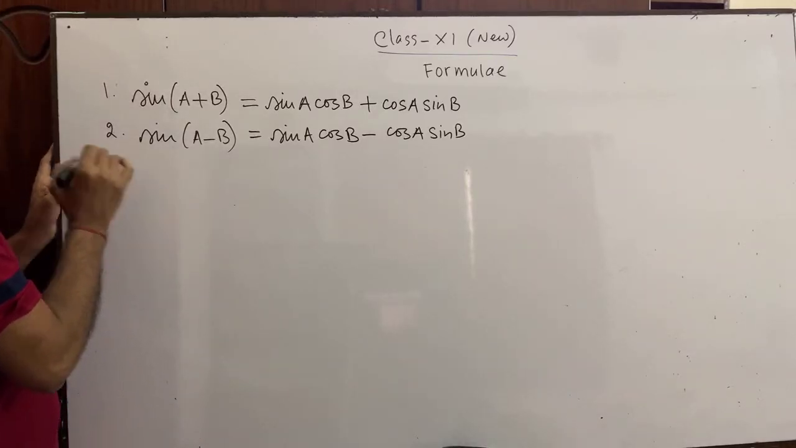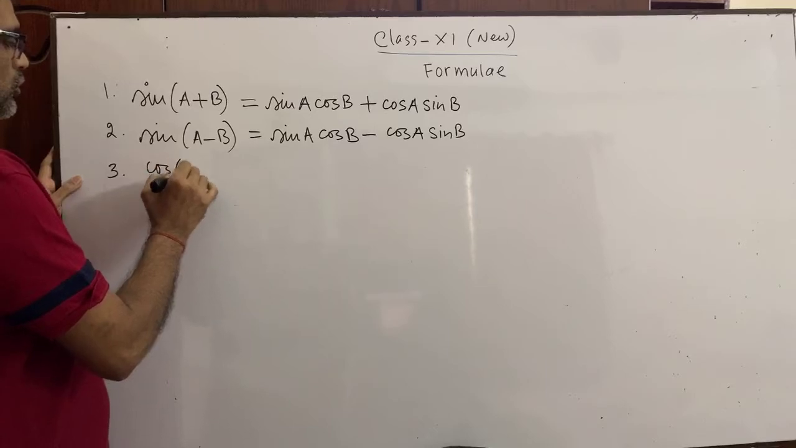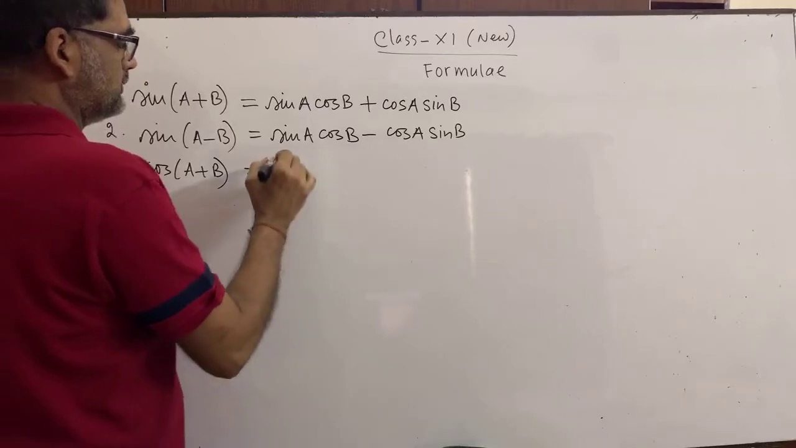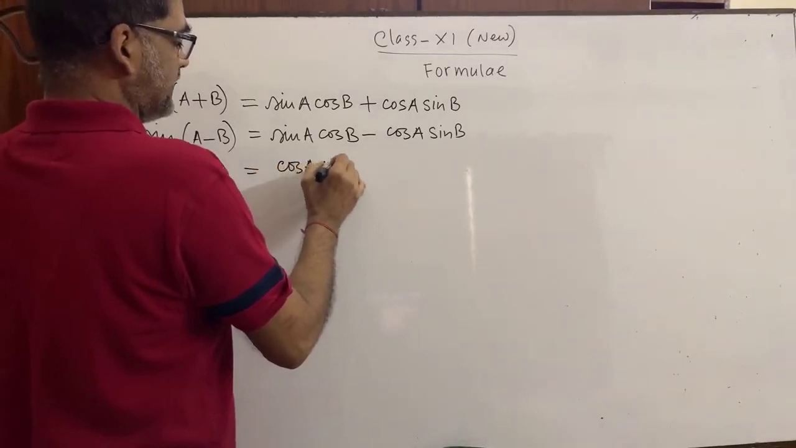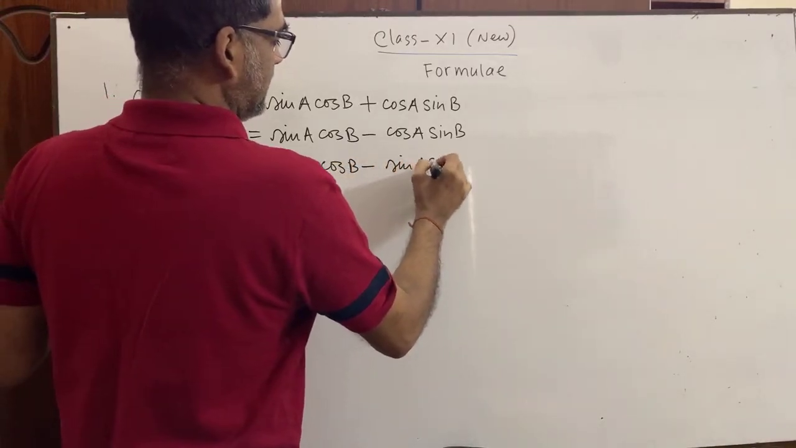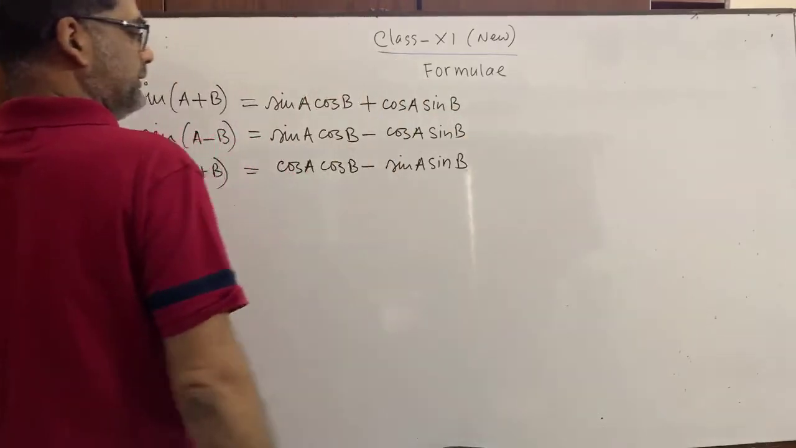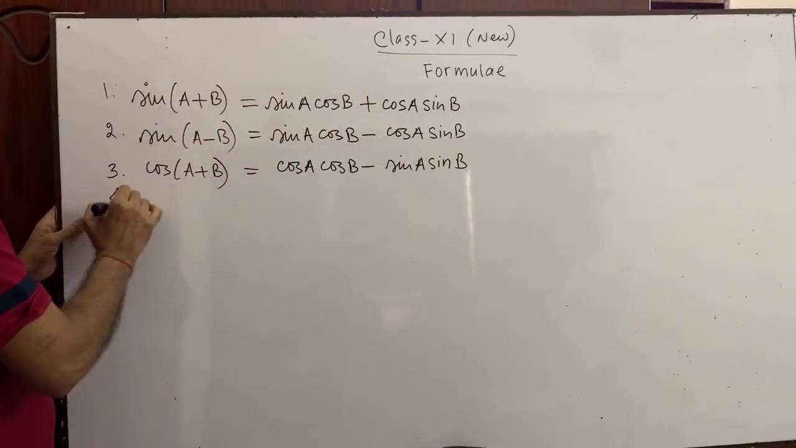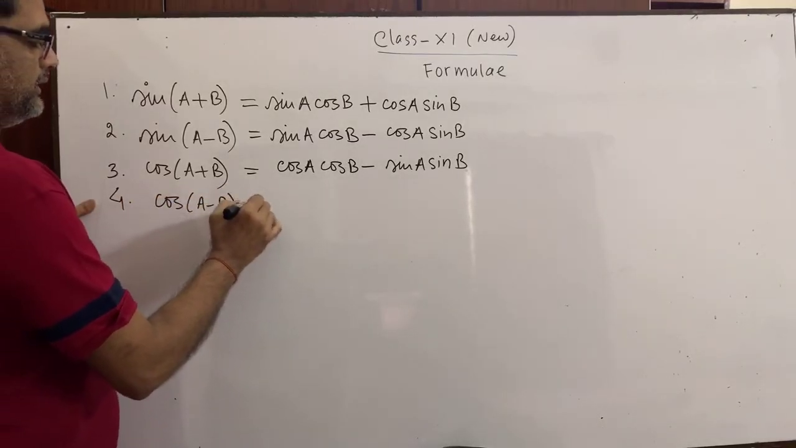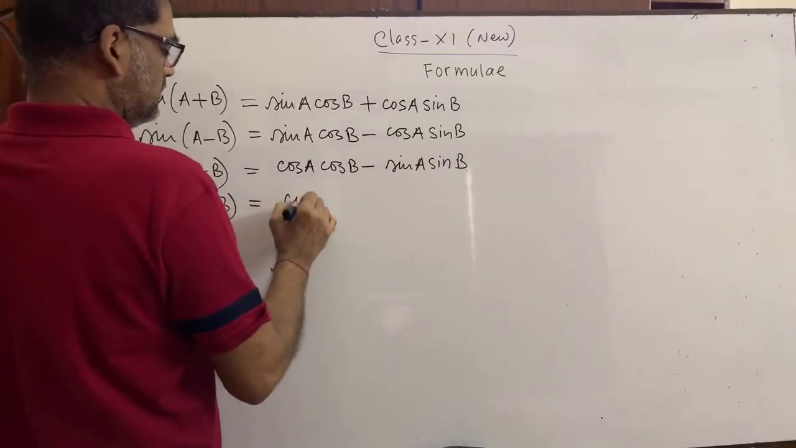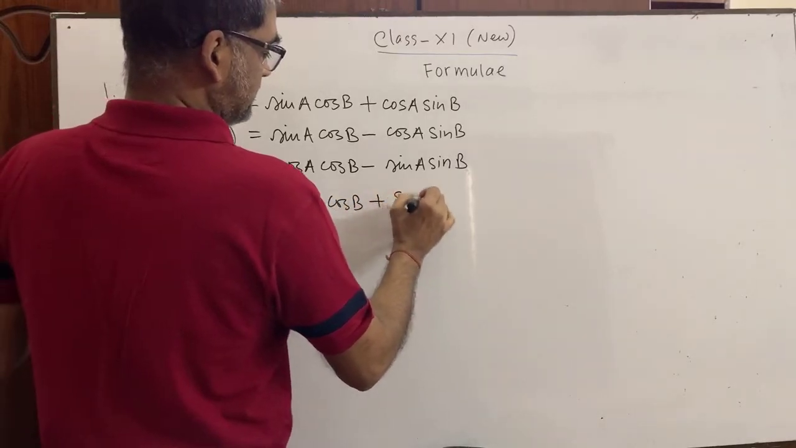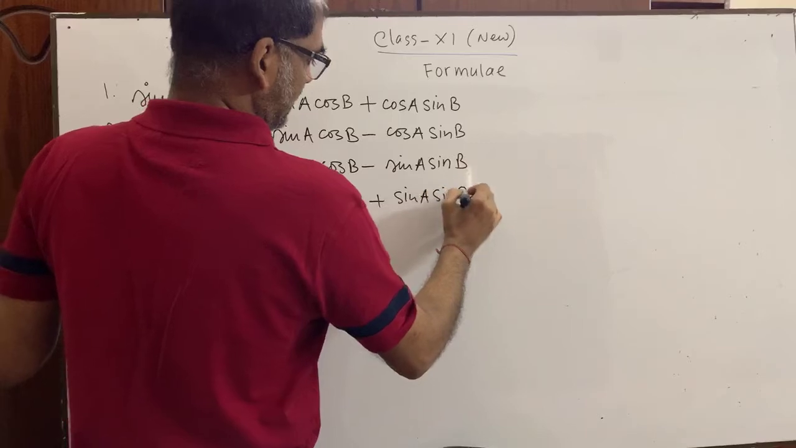Number 3: cos of a plus b is equal to cos a cos b minus sin a sin b. Number 4: cos of a minus b is equal to cos a cos b plus sin a sin b.